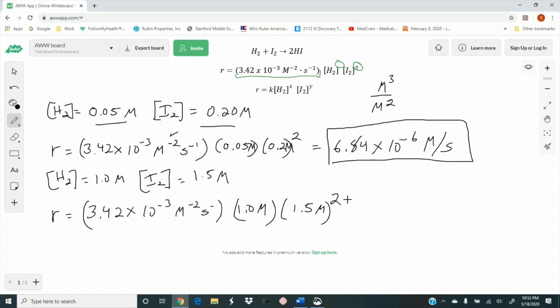Now I'm going to square that one. Once again, the reason I square this one and the H2 concentration doesn't get squared is because my rate law tells me up here. I'm just doing what the rate law says. And if I plug these numbers into the calculator, I have to square the concentration of I2 first. 1.5 squared is equal to 2.25 times the concentration of H2, which is 1, times 3.42 times 10 to the minus 3. And what I get here is 7.70 times 10 to the minus 3.